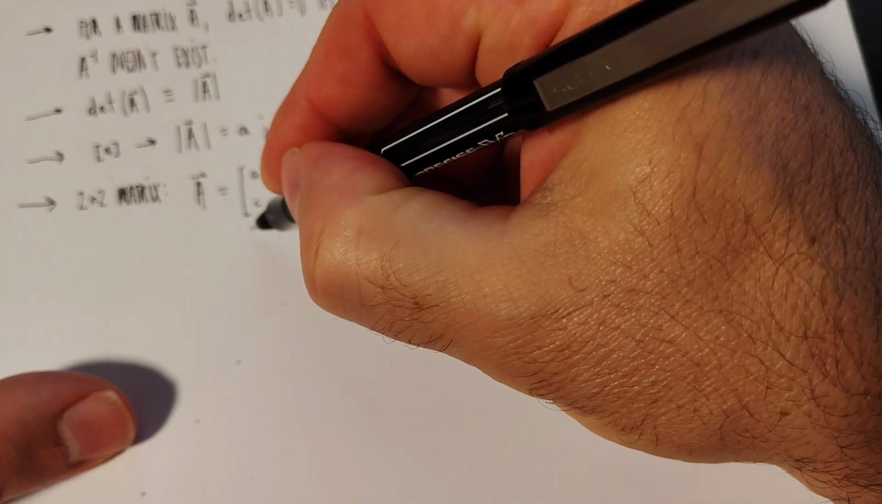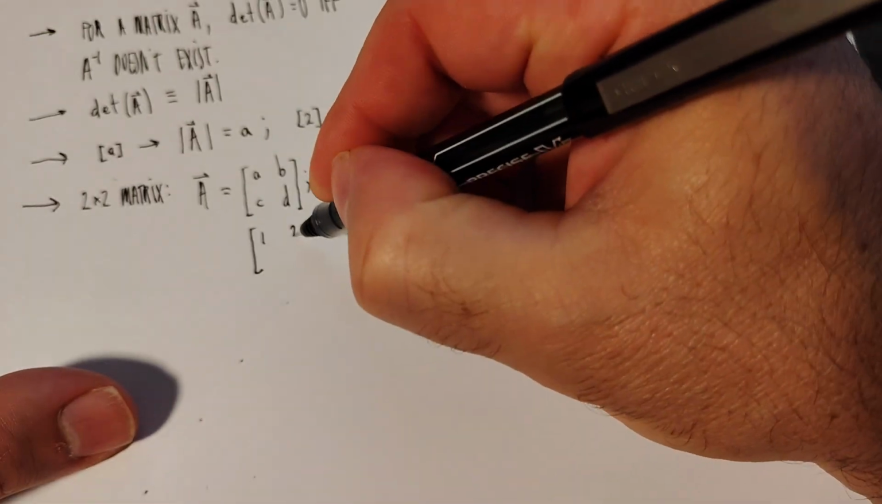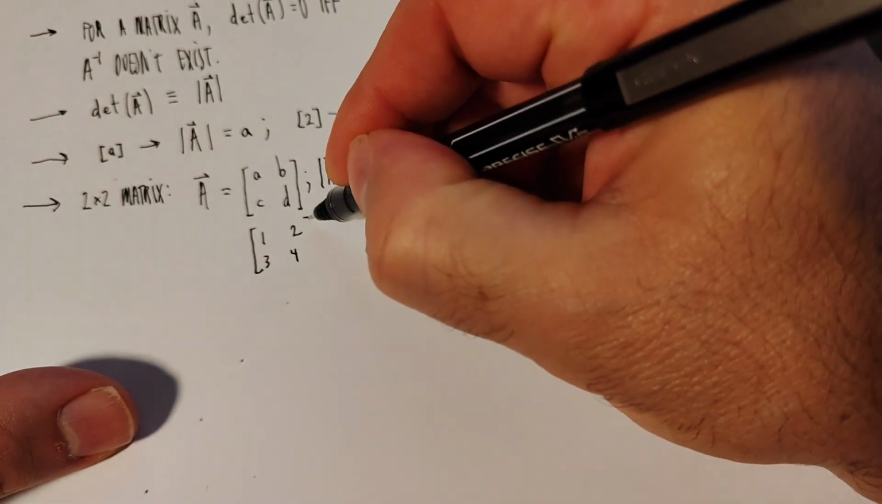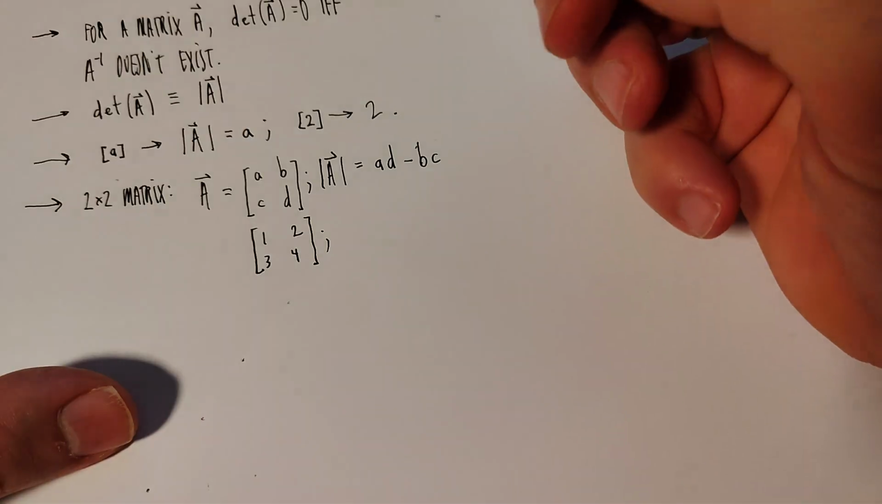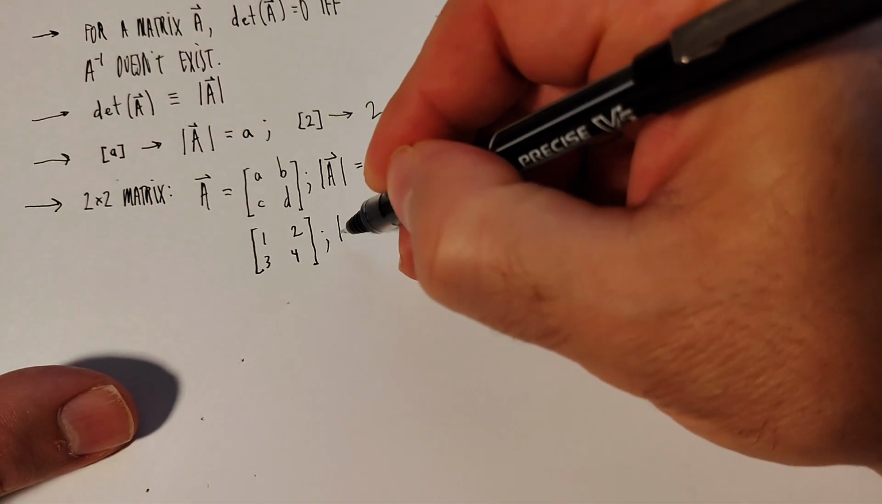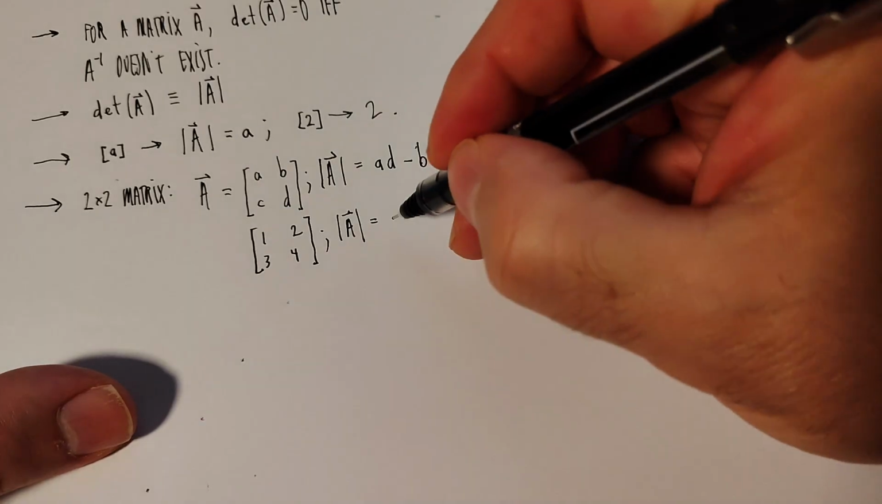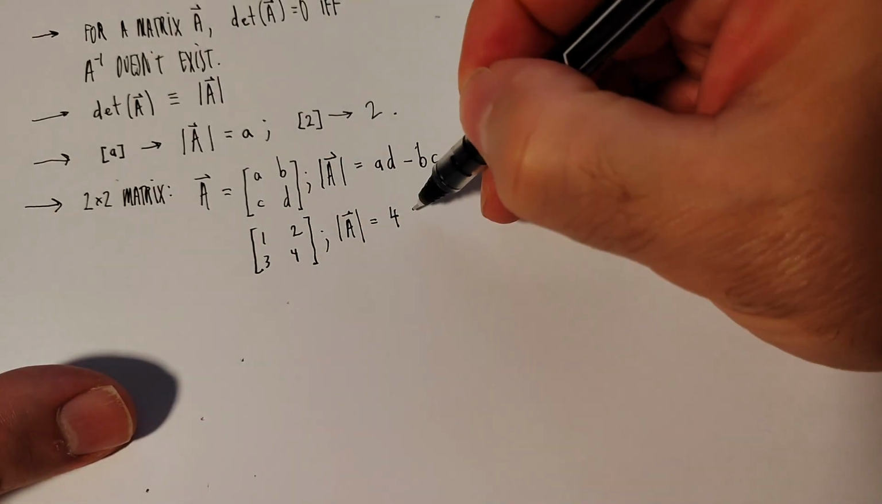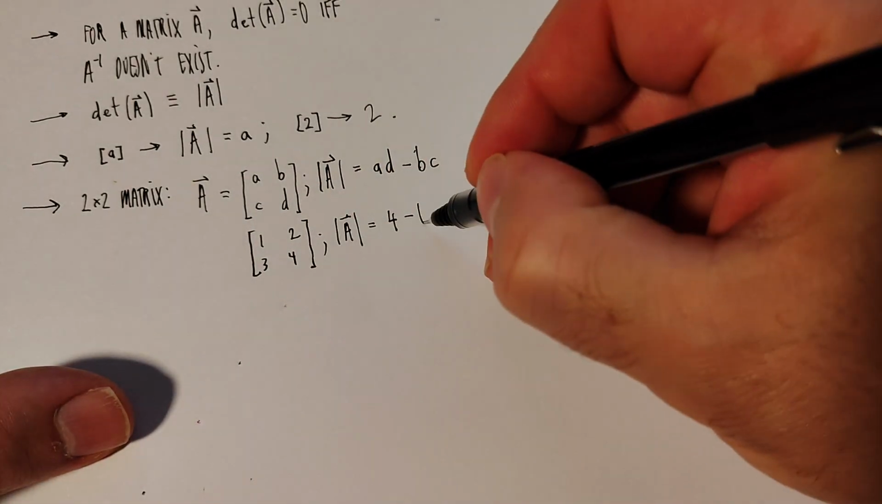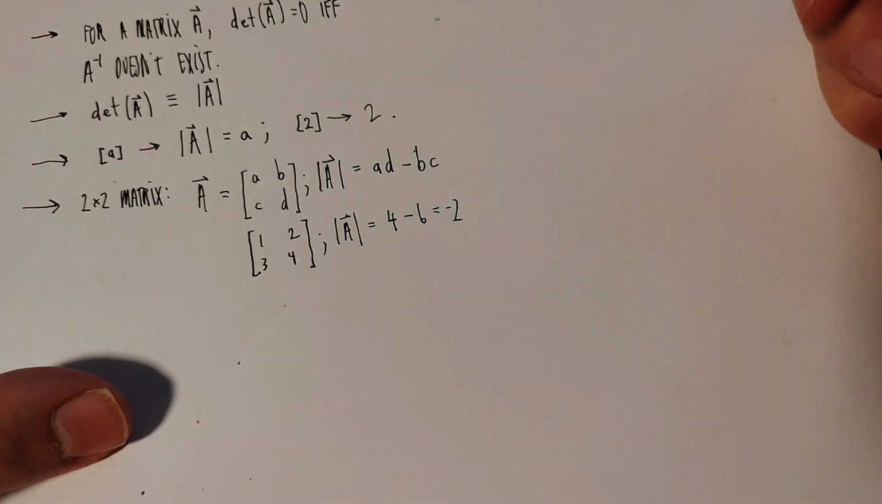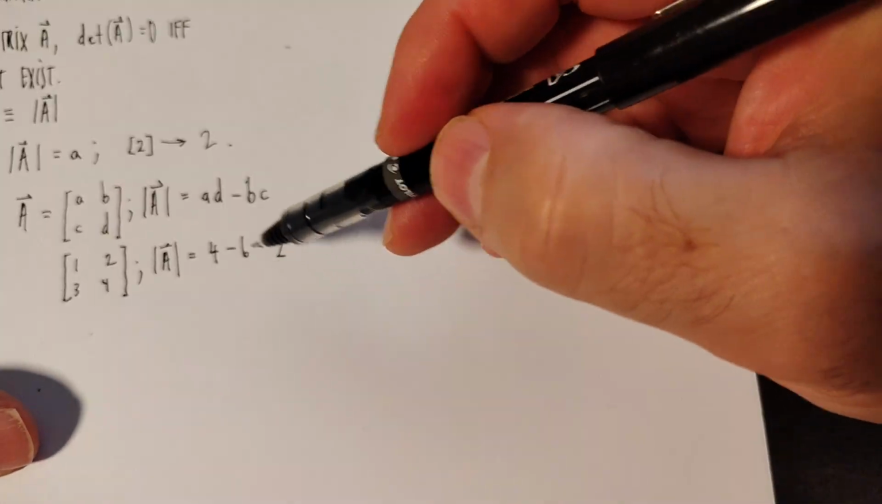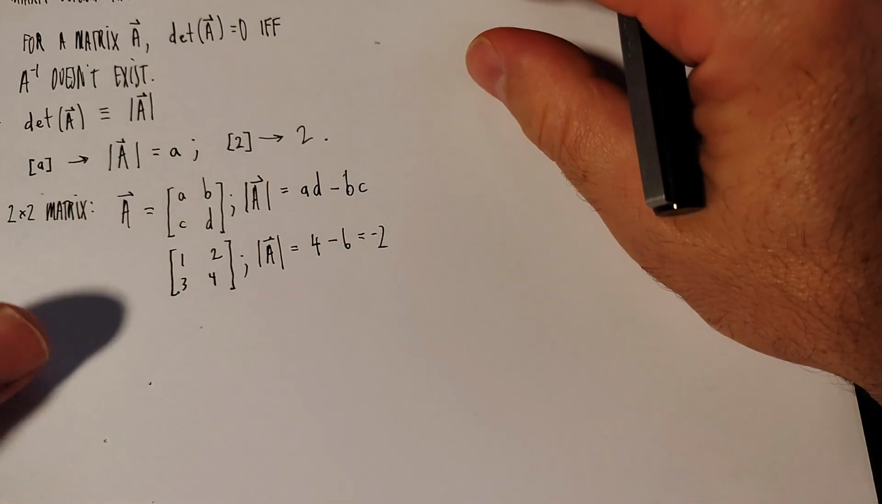So if we have our matrix 1, 2, 3, 4, then the determinant of that matrix, let's call it A, is equal to 1 times 4, which is 4, minus 2 times 3, which is 6, and that's equal to negative 2. It's not equal to 0, so that tells us this matrix actually has an inverse, right?